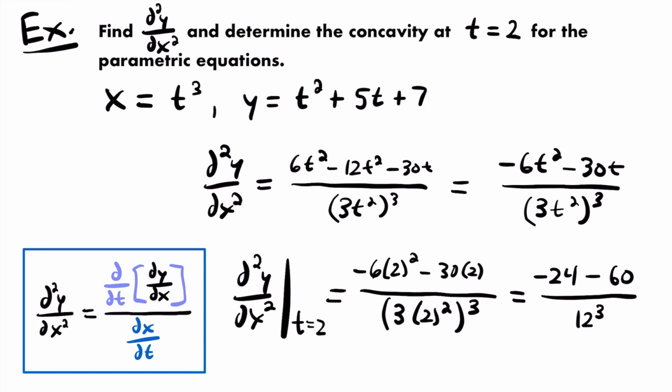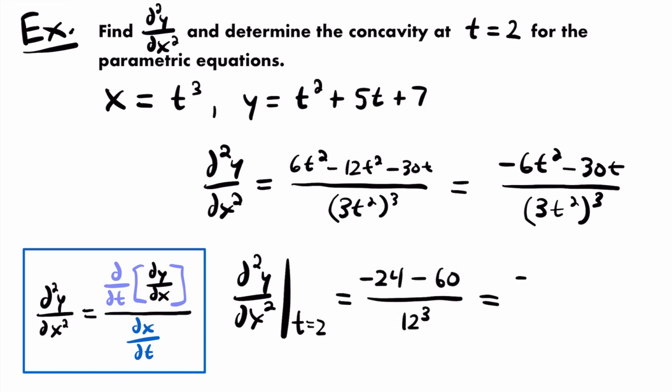And so if I clean up my work a little bit, this will be equal to negative 84 divided by 12 cubed, and 12 cubed is 1,728. And then if you want to simplify this, you don't have to because we're just looking for the sign of the second derivative. But if you wanted to simplify this further, both 84 and 1,728 are divisible by 12. So if we divide both of them by 12, this would be equal to negative 7 divided by 144.